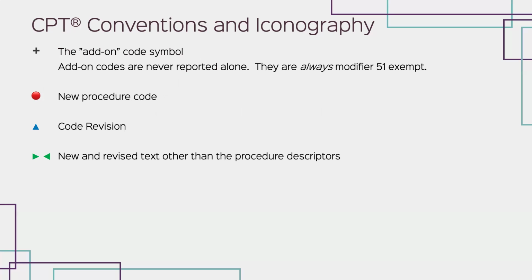Your add-on codes should never be reported alone. They should always be reported with a primary procedure. If you see a red circle, it indicates that there's a new procedure for the year. A blue triangle indicates that there was a revision of the code description itself. And then your facing green triangles indicate that a guideline has changed, that a parenthetical instruction has changed. Basically, anything other than a procedure descriptor has changed or it's new.